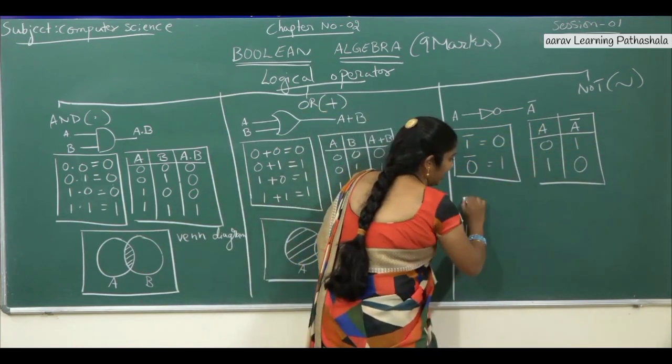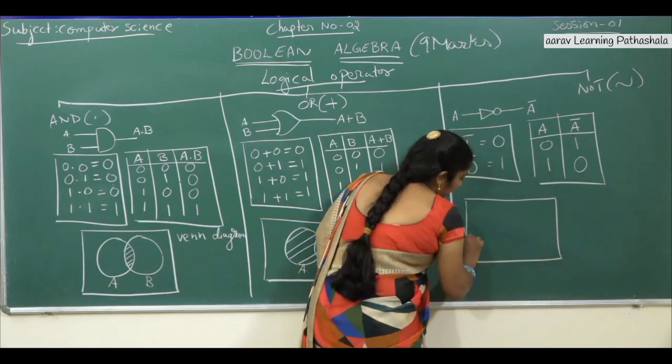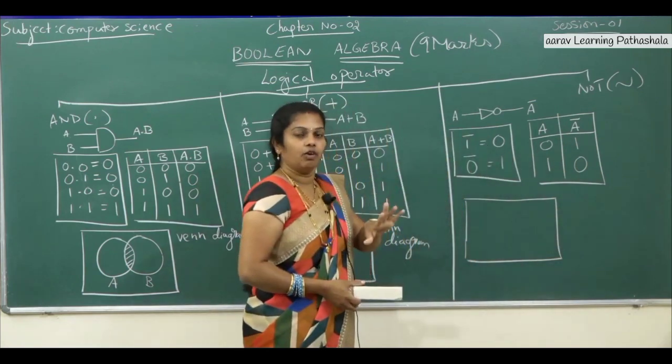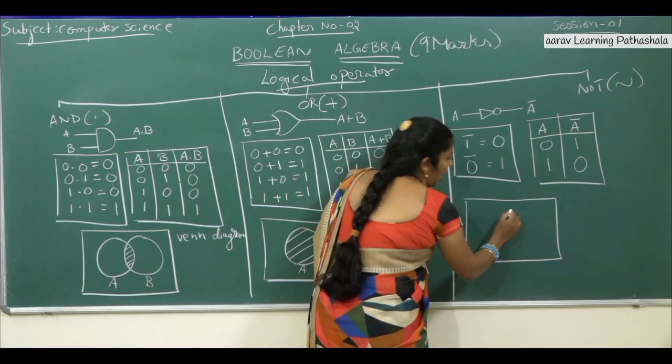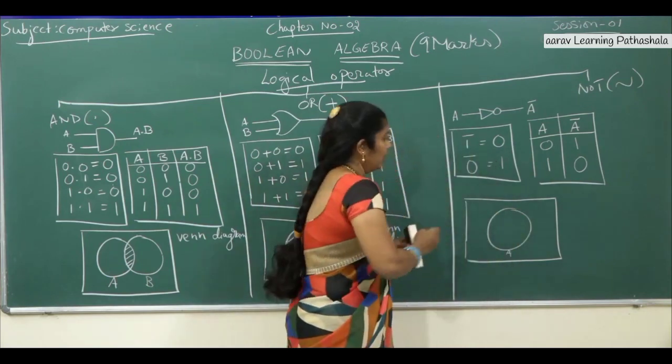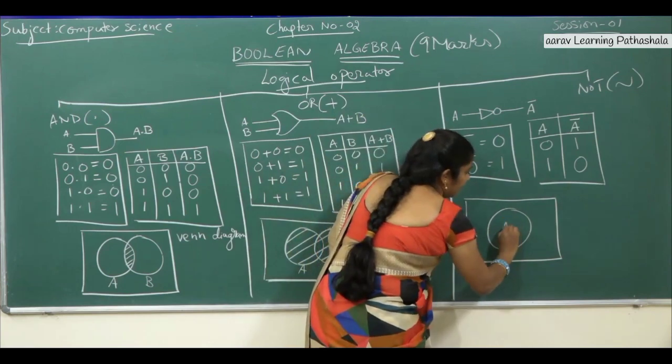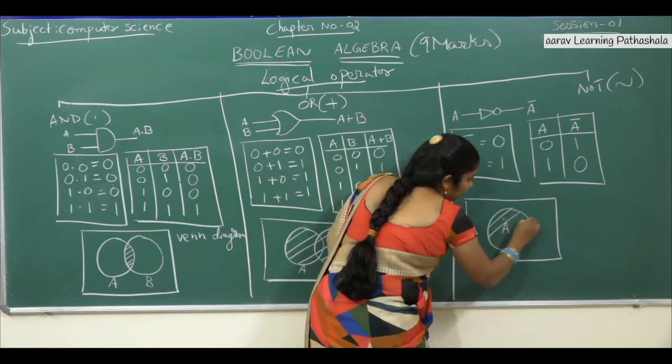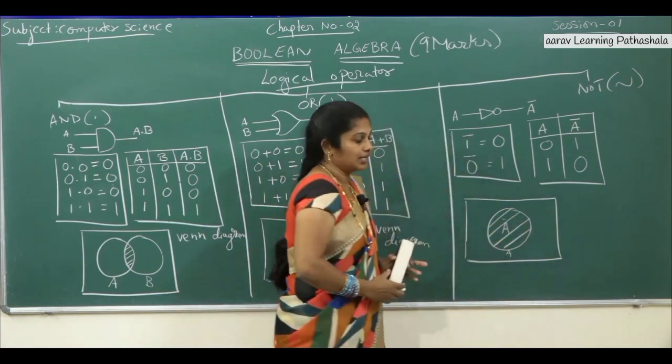Then how to write the Venn diagram? See here I told you maximum there will be only one input. That's why I am taking only one circle. This represents, for example, A. Then A bar. See, only the inner part here to shade. There is a Venn diagram.